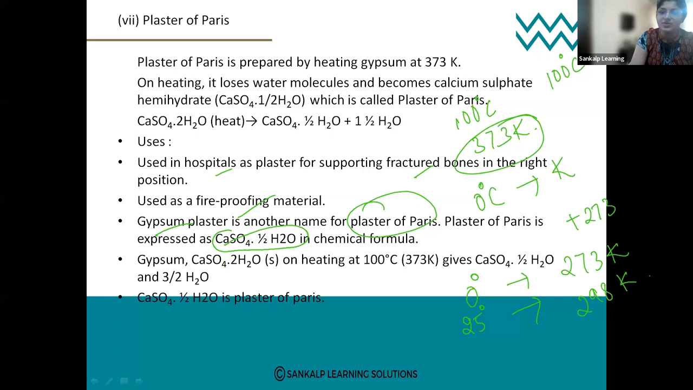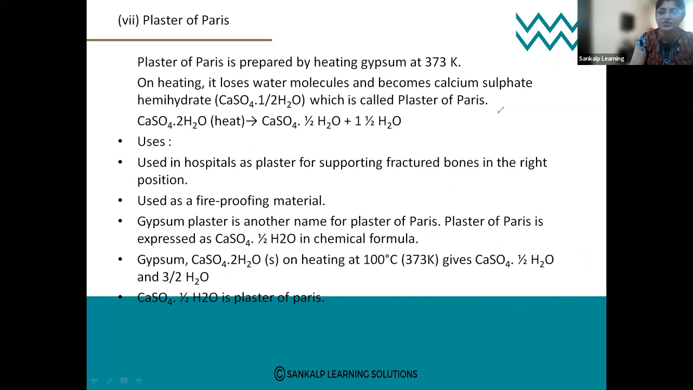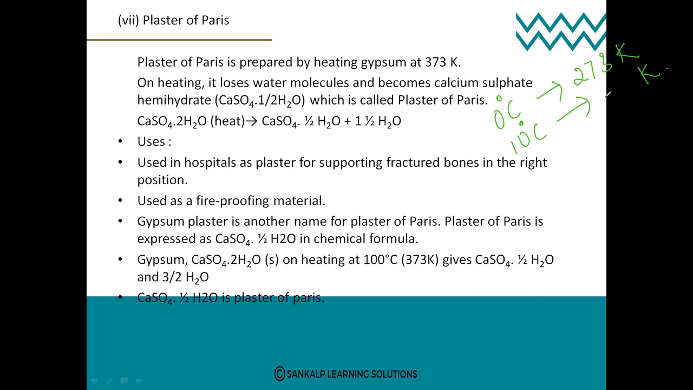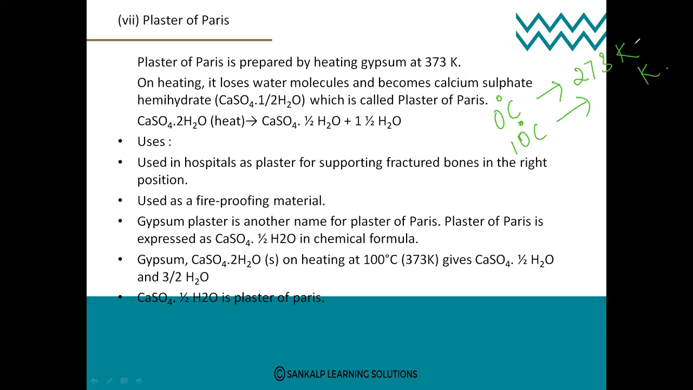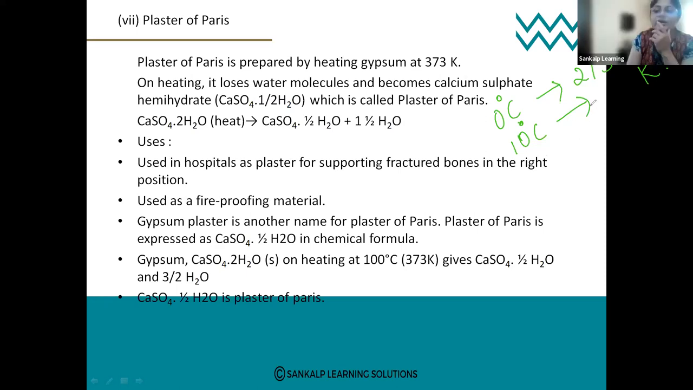Suppose they say 100 degrees Celsius. That means 273 plus 100, so 373 Kelvin. Like this, you have to convert it. So 0 degrees equals 273 Kelvin. If they say 10 degrees Celsius, how will you convert it into Kelvin? What is the answer?